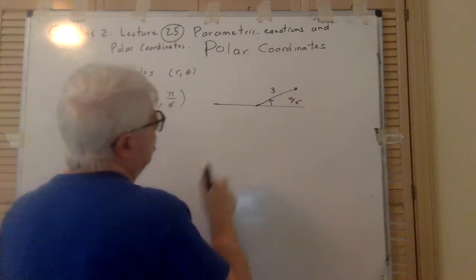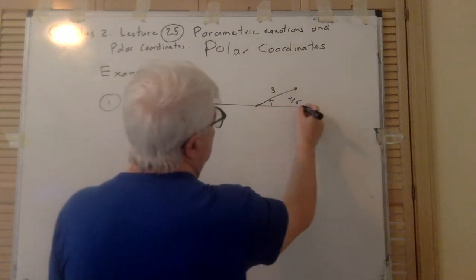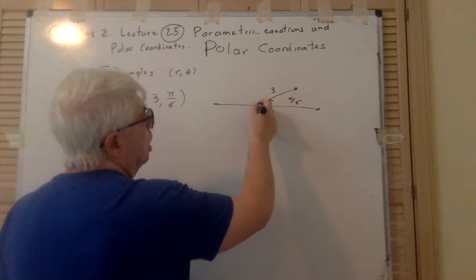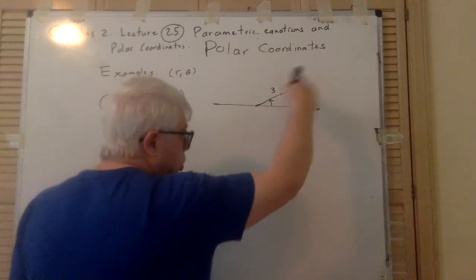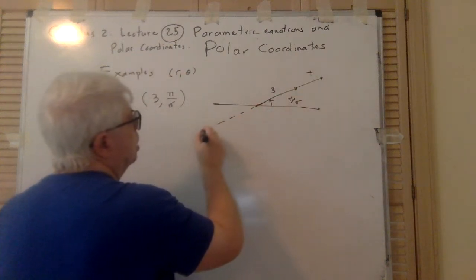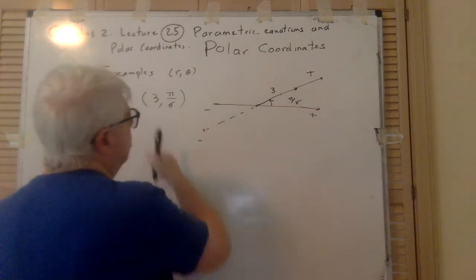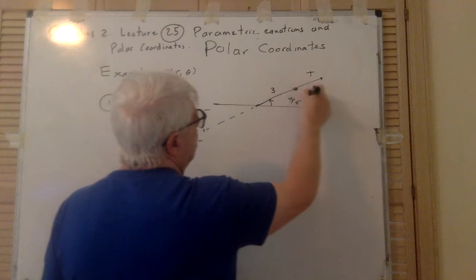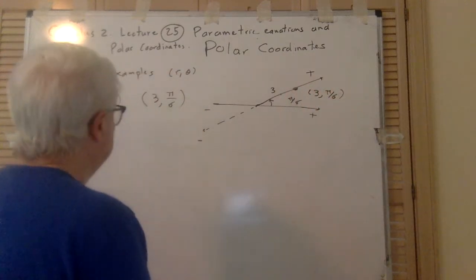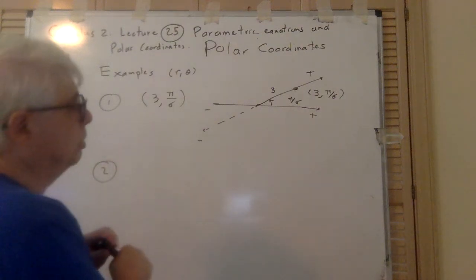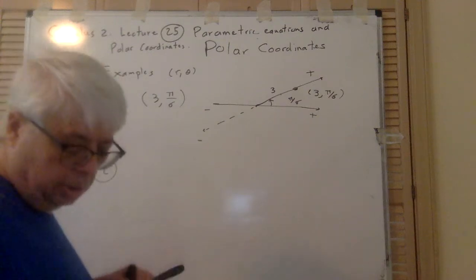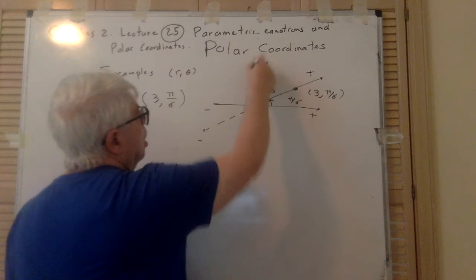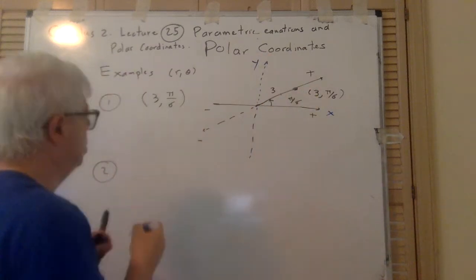And I can say that this angle has an initial side and terminal side. So this is the initial side of the angle and this is the terminal side. And this position of the terminal side is positive, and this way it is negative, the same way that this is positive and negative. So if I have 3, 3 goes this way, minus 3 goes this way. So this point now is (3, 5π/6). If I draw another axis here, the y-axis, then I can say that this point is in the first quadrant.